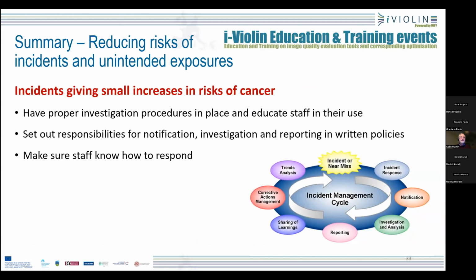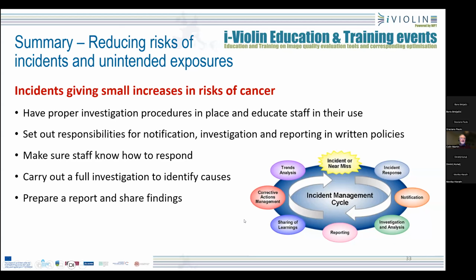in order to reduce the risk of incidents and unintended exposures, to reduce the risk of cancer, have proper investigation procedures in place and educate staff in their use, set out responsibilities for notification, investigation and reporting in written policies, and make sure staff know how to respond if an incident does occur, and carry out an investigation to identify the causes, prepare a report and share the findings, and ensure that any changes and improvements required are made.